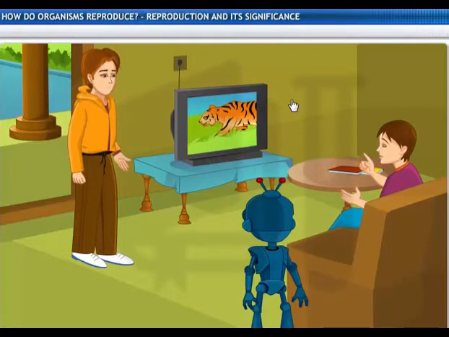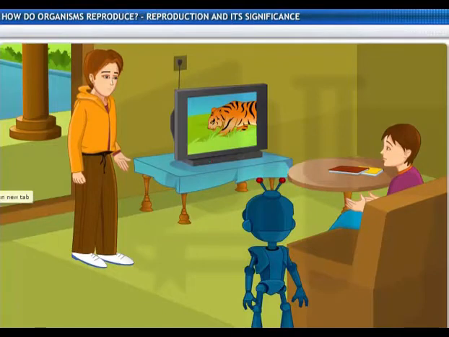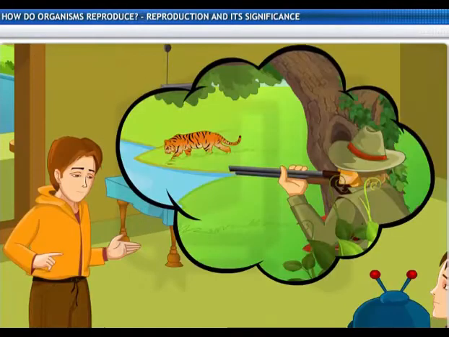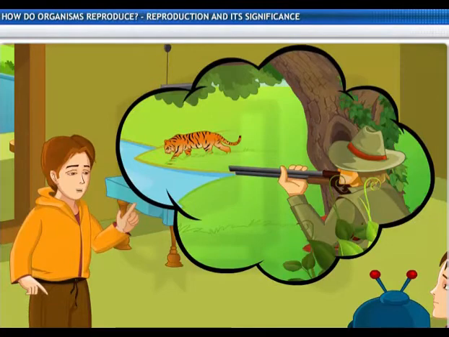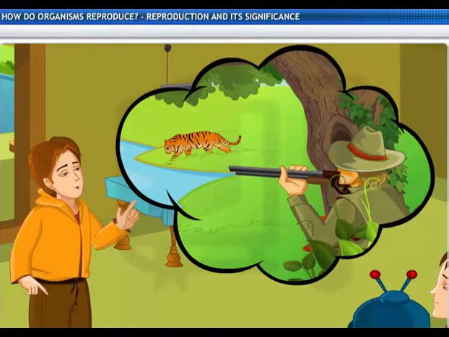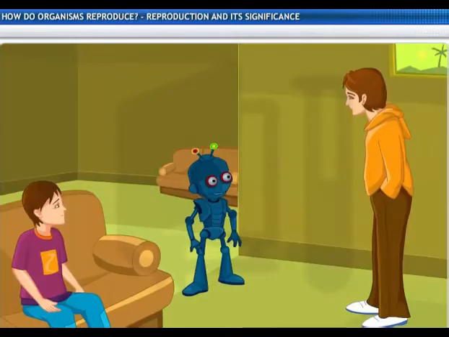They were saying that tigers are on the brink of extinction. If measures are not taken, soon we may not have any tigers left. How's that possible? Sadly enough, tigers have been hunted down over the last few decades, and many of them don't find partners to reproduce to keep the species alive. I don't really understand. What is reproduction?